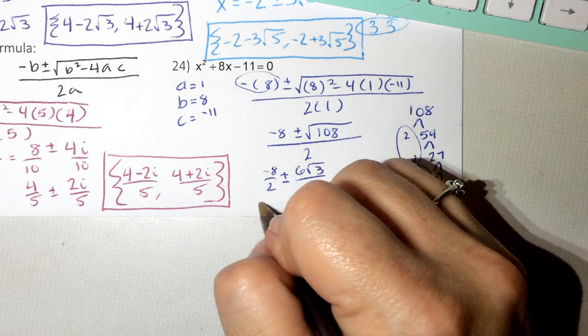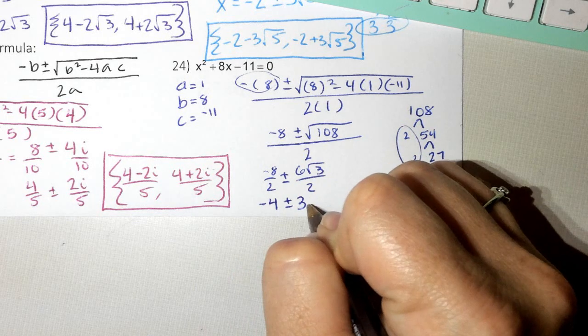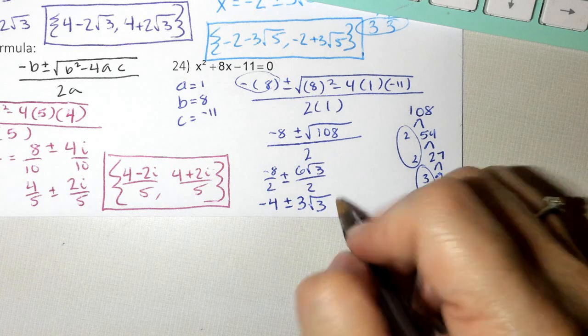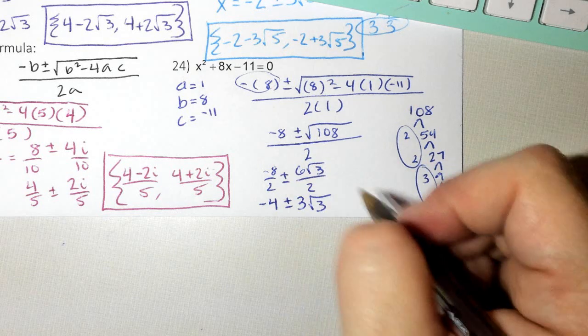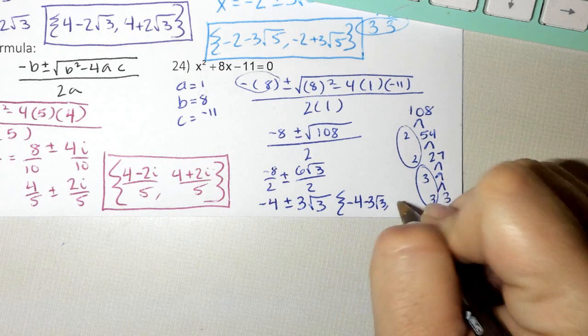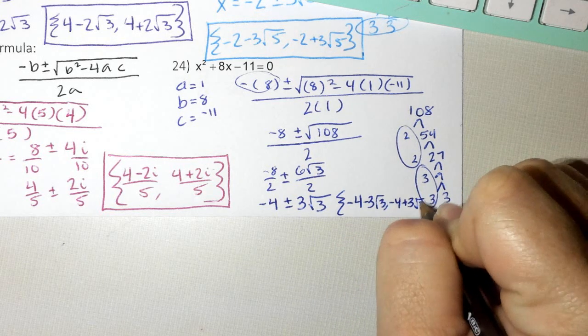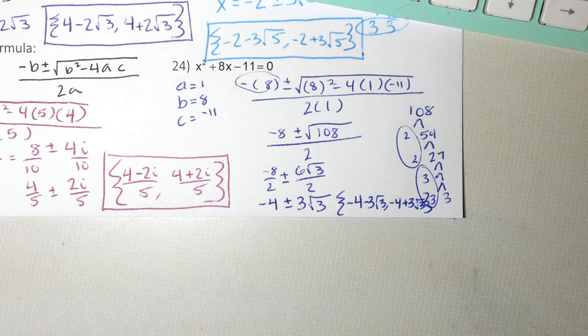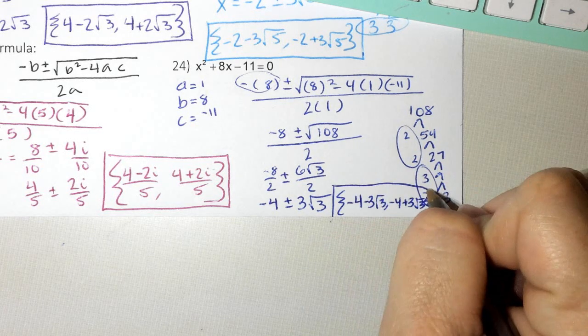Well, that gives me negative 4 plus or minus 3 root 3. So there's my answer. I'm going to squeeze it in there. Negative 4 minus 3 root 3. Negative 4 plus 3 root 3. It's in there. So, there it is.